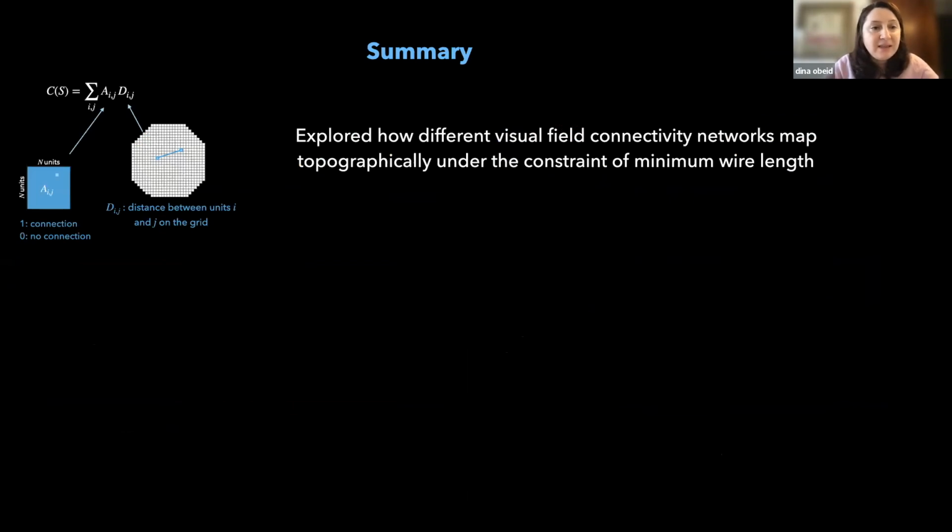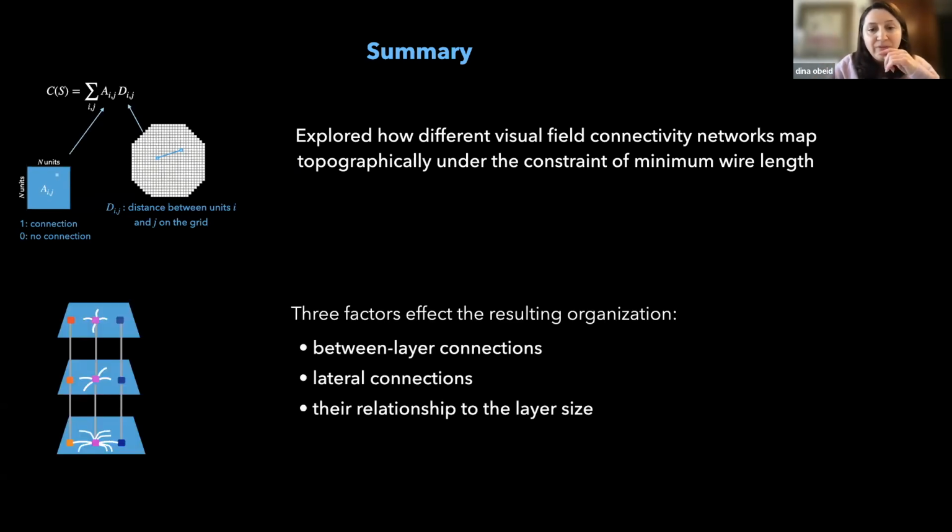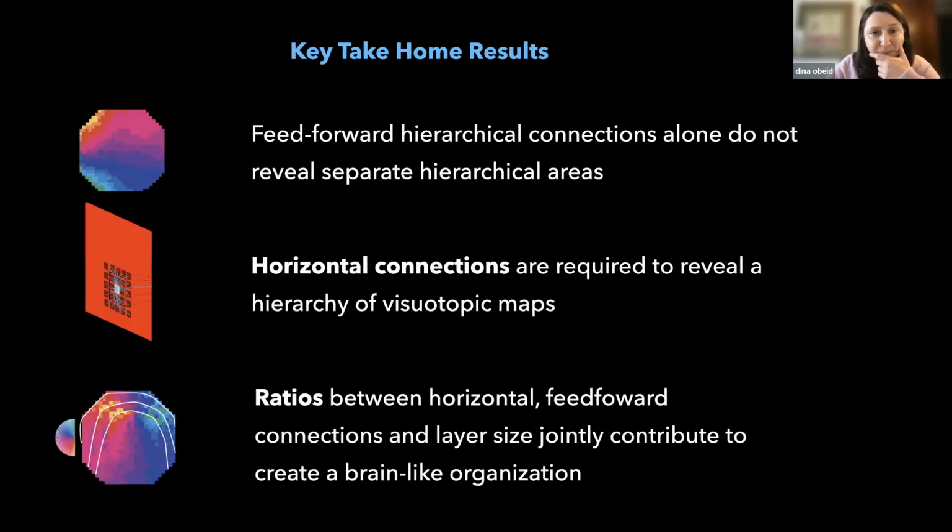In summary, what we've done here is that we created a cost function, and we took a network with a particular connectivity. We put them on the grid, and then we explored how different visual connectivity networks map topographically under the minimum wire length hypothesis. We found three important factors: your number of in-between layer connections, your lateral connections, and their relationship, or the lateral connection relationship to your layer size.